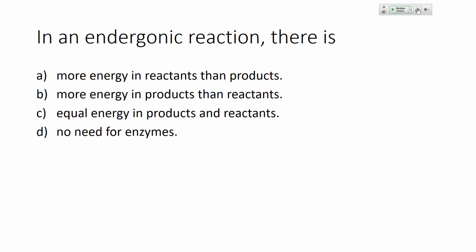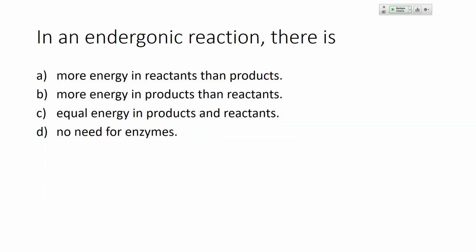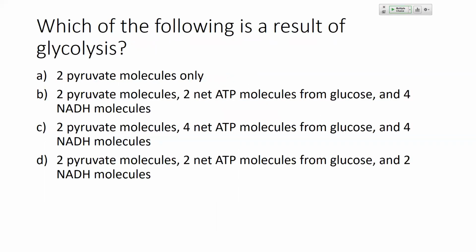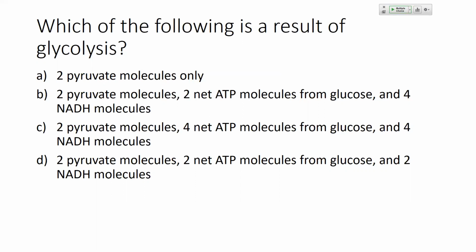All right, so let's see, an endergonic reaction. Some said A, some said B. So more energy in the products than the reactants, right? Versus an exergonic reaction, which is proceeding in the opposite direction, right? More energy in the reactant. Okay, everyone get this one? Any questions here? All right.